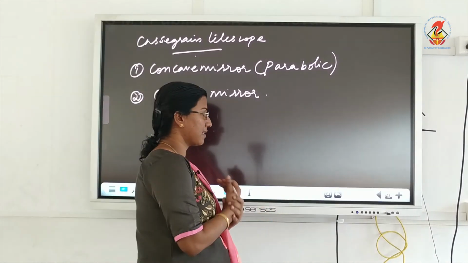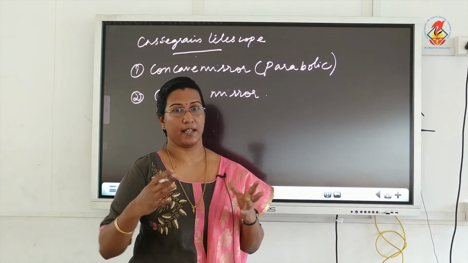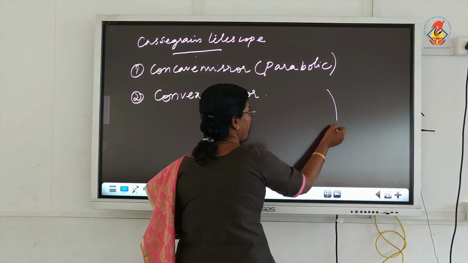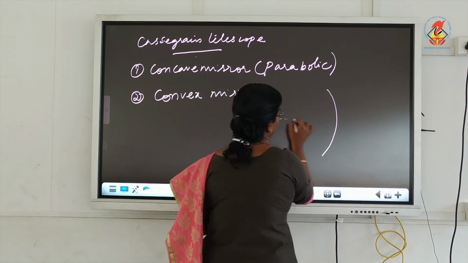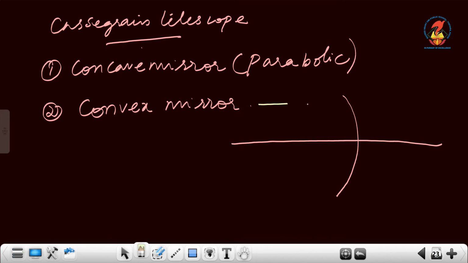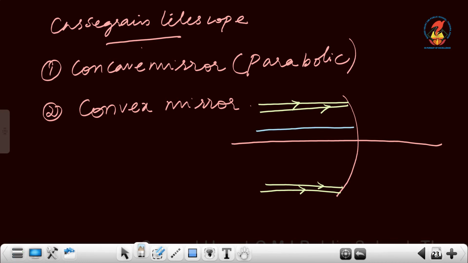Spherical aberration means, as I have told you in one of the videos, we use two types of rays for the study of ray diagrams in optics. One is the marginal ray, and the next is the paraxial ray. Marginal rays means the rays which enter or touch the mirror at the end points. And the next one is the paraxial rays, which means the ones which are closer to the principal axis.